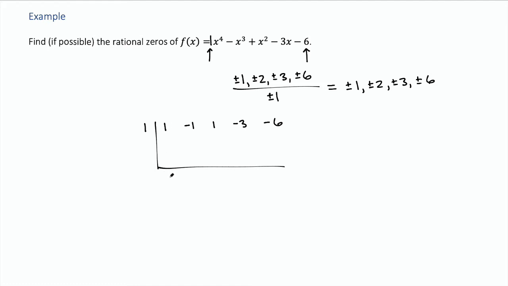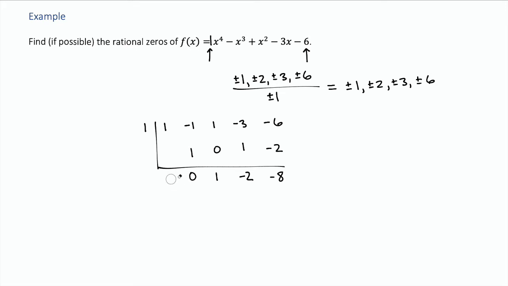We bring this 1 down and multiply. 1 times 1 is 1. We add and we get a 0. 0 times 1 is 0. 1 plus 0 is 1. 1 times 1 is 1. Negative 3 plus 1 is negative 2. And negative 2 times 1 is negative 2. And adding those, we get negative 8. Now, if we're trying to find that something's a zero, we're, of course, looking for a 0 in this last entry here. And we didn't get that, which means that 1 is not a zero of this polynomial.